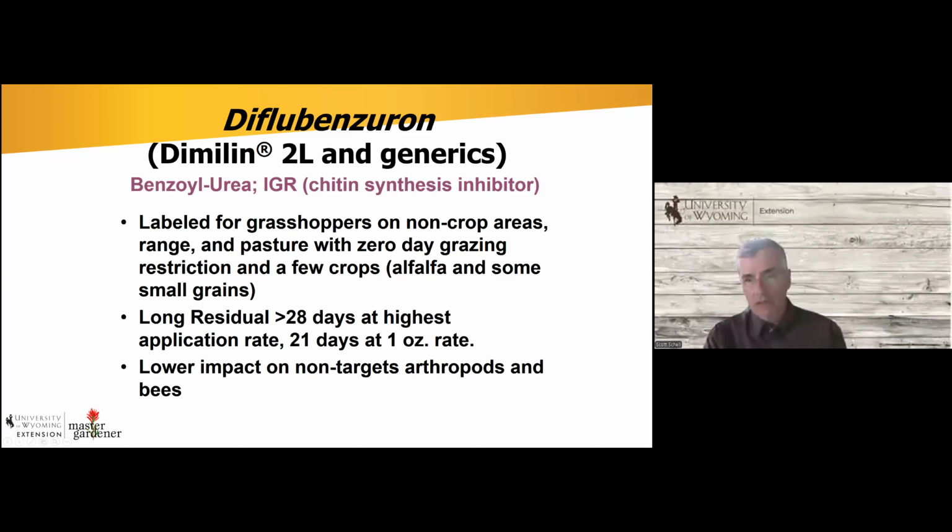So it is labeled for now rangeland and pasture, 0-day grazing restriction, and a few crops like alfalfa and some small grains. It has a long residual at its highest label rate, and about 21 days at the 1 ounce rate. It can be longer. It depends on some situations, but that's what we usually figured it at. It has lower impact on non-targets and arthropods because it has no contact activity. You put it on the vegetation, and then the insects that eat those leaves will accumulate it, and if they're going to molt, it will interfere with that process.